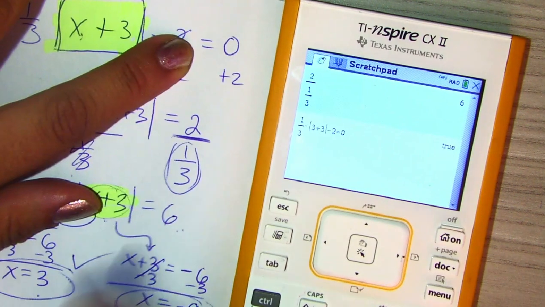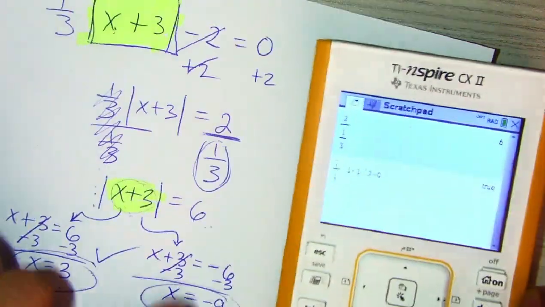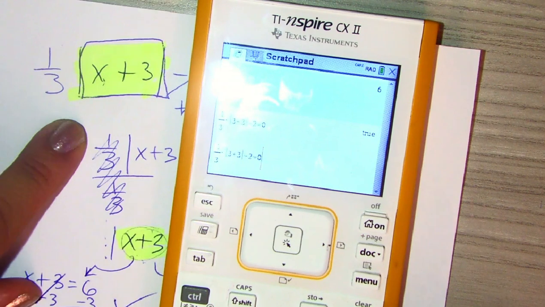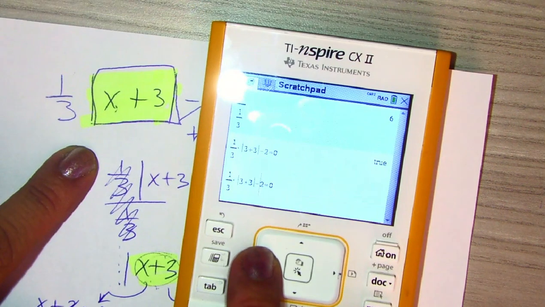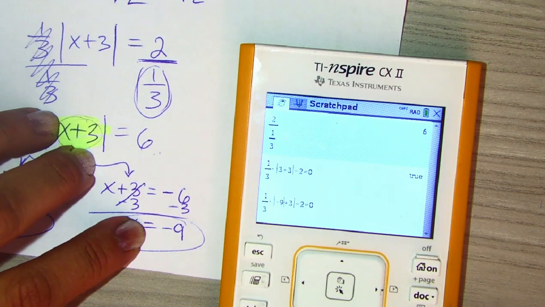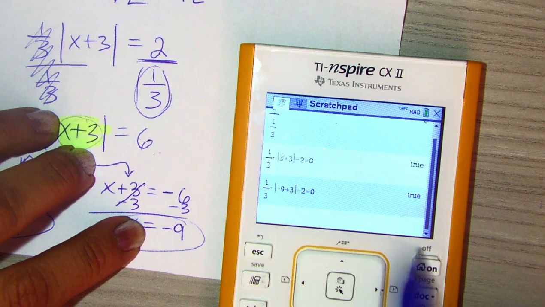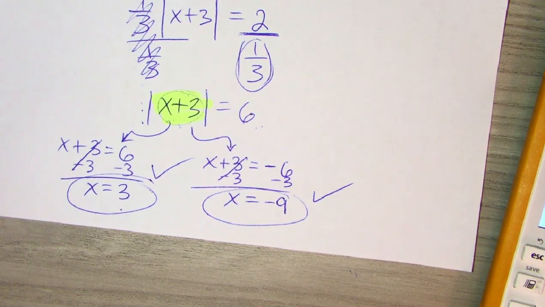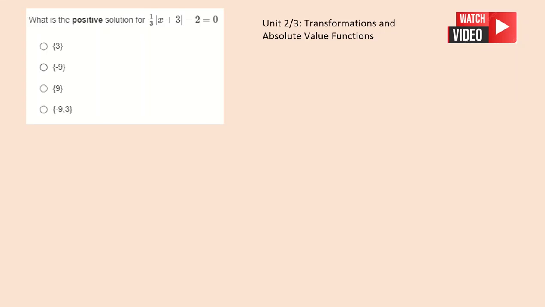That's a solution. Now we're going to check the other one, negative 9, and we're going to check by just highlighting that, pressing enter, and then going back to that 3 and deleting it and typing negative 9. So that's also true. So that just confirmed that both of these are the solutions. And then the answer is asking only for positive. So the answer will be that third one. The first one, positive 3. Okay. I hope that helps.